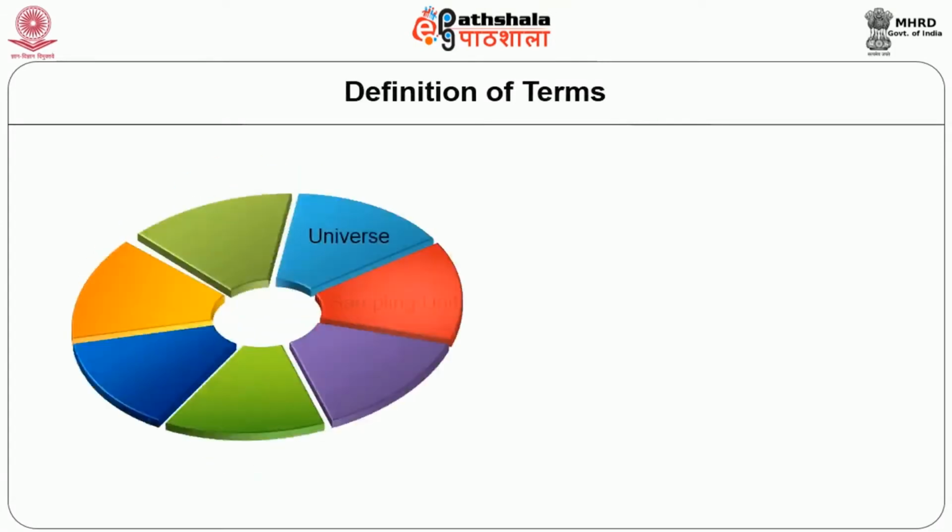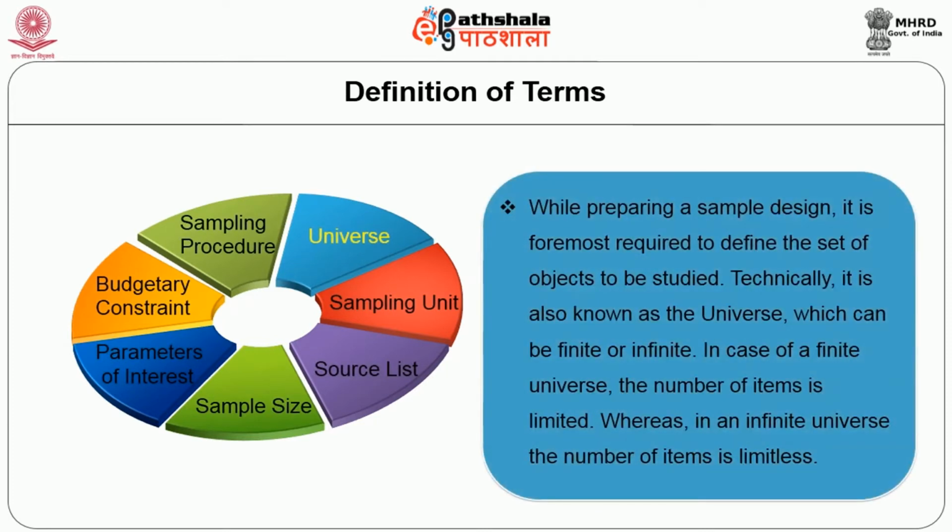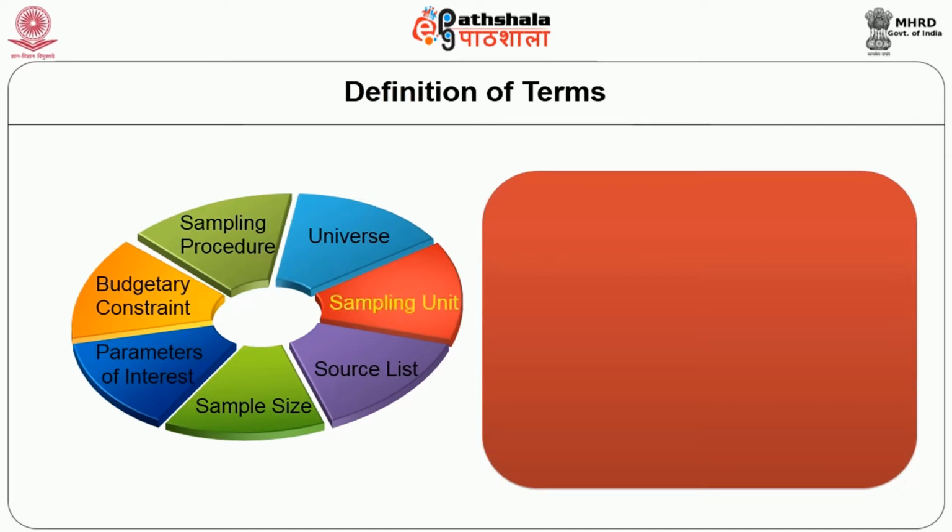The researcher must keep in mind the following definition of terms while preparing a sample design. Universe. While preparing a sample design, it is foremost required to define the set of objects to be studied. Technically, it is also known as the universe, which can be finite or infinite. In case of a finite universe, the number of items is limited, whereas in an infinite universe, the number of items is limitless.